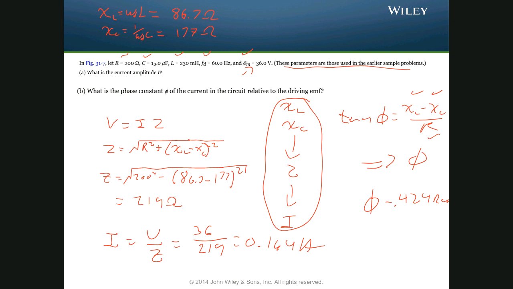I'll make this a 0 and put the negative here in case anyone's confused. Let's make this cleaner. 0.42. Okay. Radians. All right.